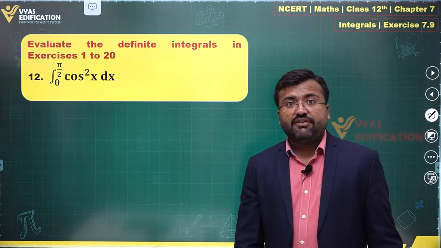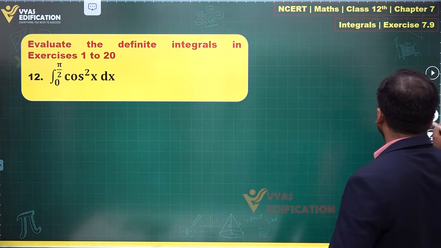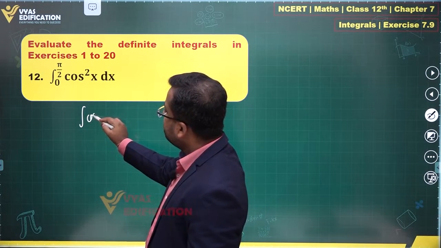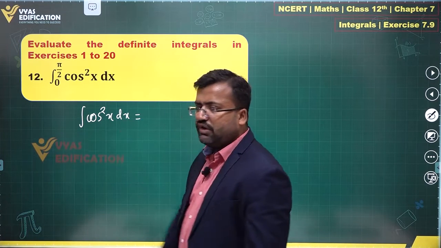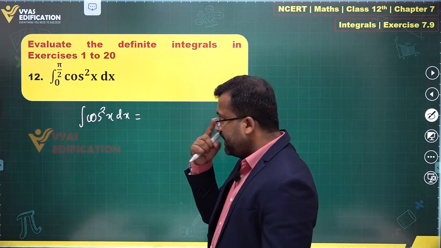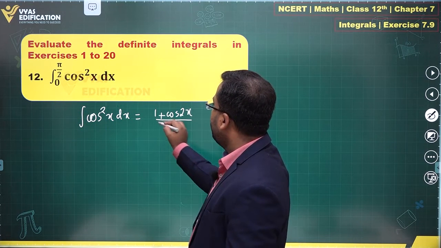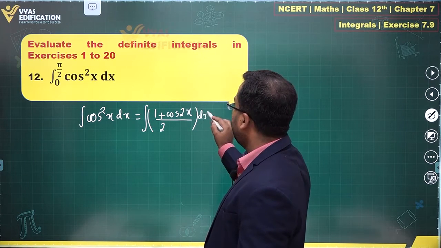In the 12th question, we have integral from 0 to pi by 2 cos square x dx. Now integral of cos square x. Let's take a look at integral of cos square x first. Cos square x is a higher power, cannot be integrated directly. We'll have to reduce that power to a lower power and go into multiple angles. So cos square x is (1 plus cos 2x) by 2. This integral with respect to x.